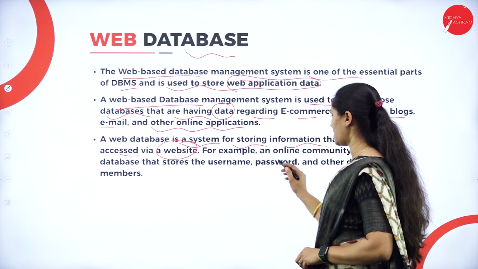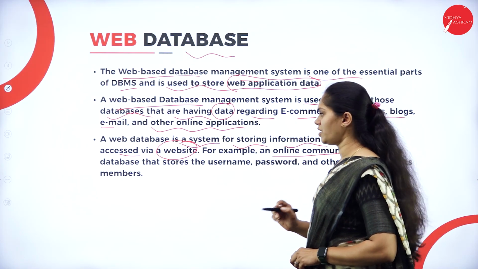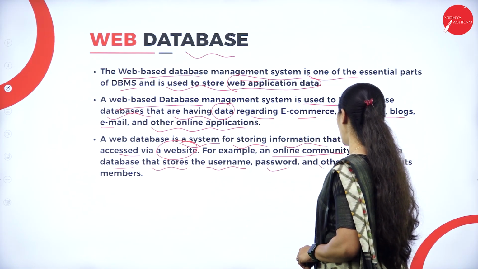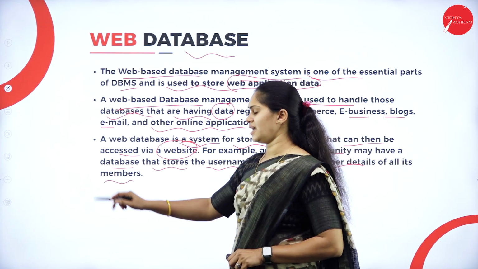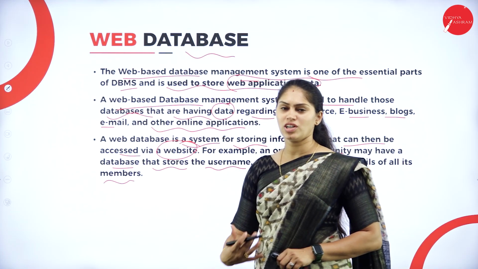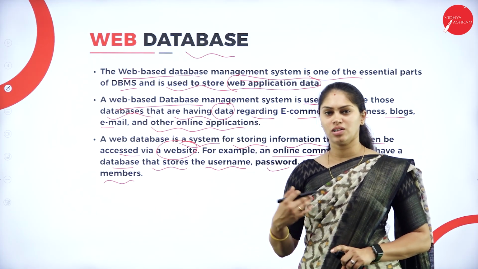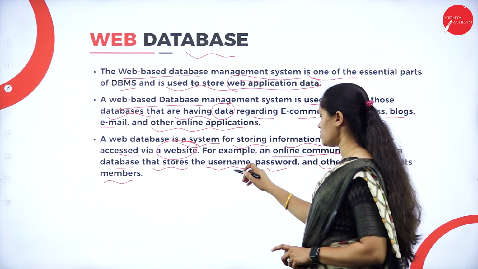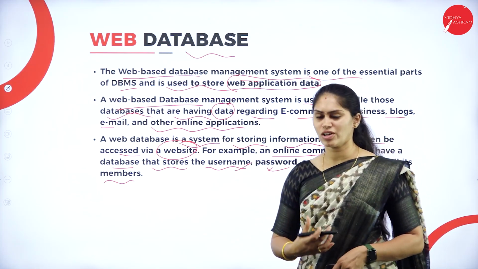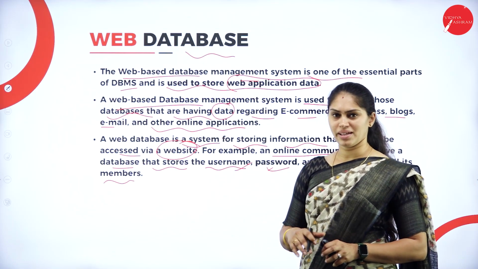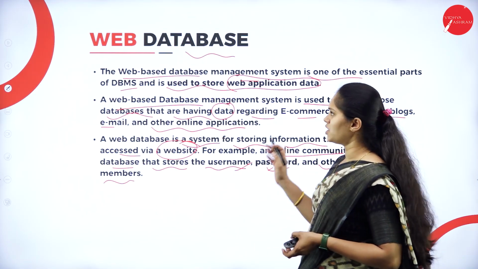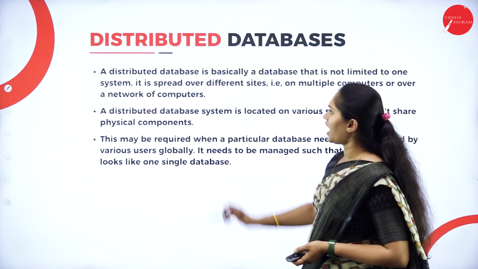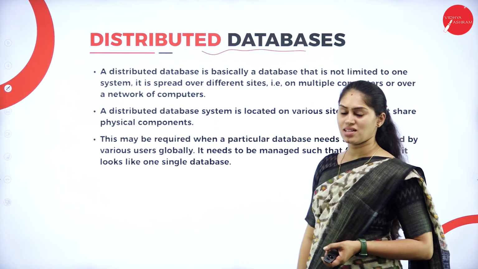For example, you can consider an online community, which may include a database that stores the username, password and other details of all its members. So if I wanted to have authentication, or to know who all the authorized users are, at that time we need to store the username and password. Some cookies will be stored, bookmarks will be there, all kinds of data will be stored under this web database. And next we have a distributed database.